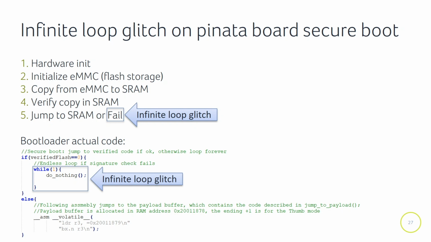secure boot. And you can see in the bottom part the actual code of the bootloader. So you can see here we have a verified flash flag. And if this flag is 0, then we enter this endless loop. If it's not 0, then we jump to this memory address, which will be containing our next stage bootloader. So this is what we're going to try. We're going to try to glitch this infinite loop. And if we glitch this loop, then we would hopefully end up jumping into the code that we loaded.